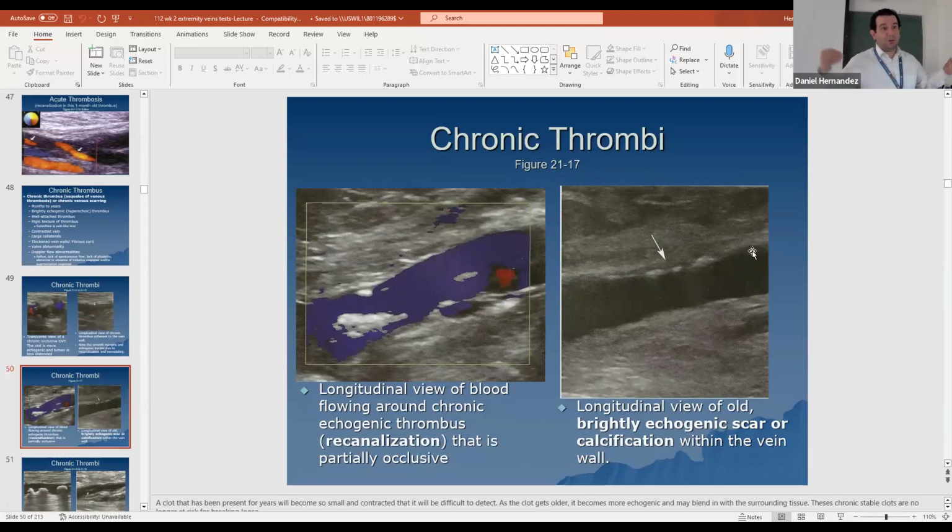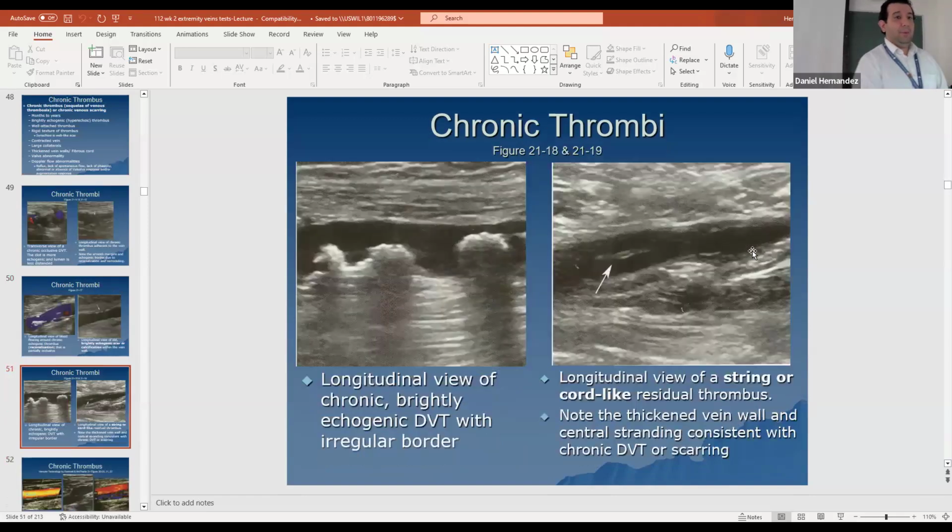These fibrotic scars can become calcified, so hard now that they're calcified. And when things are calcified, they cause posterior shadowing. So this example of chronic clot that's become calcified is actually causing shadowing within this vessel. So here's that thin linear strands. I think of them like web-like strands that are very bright, echogenic, linear stranding within that vessel. So this represents this cord-like stranding or strings within the vessel, representing chronic scarring or chronic thrombi.